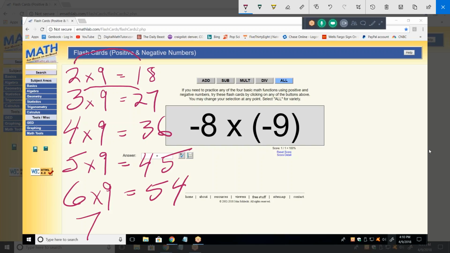7 times 9. What's the first digit? It would be 6. If you don't know what the first digit is, you can't figure out what the second digit is. Once you figure out the first digit, just know the second digit has to add to 9.